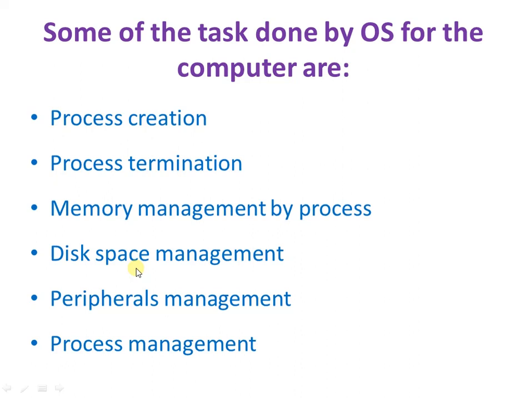Peripheral management means managing the input and output devices. All the devices which are input and output devices are managed by the operating system only. Last one is process management, means which process is running and which process is going to complete. These all things are managed by the operating system software only. So these are the basic few tasks of the operating system.